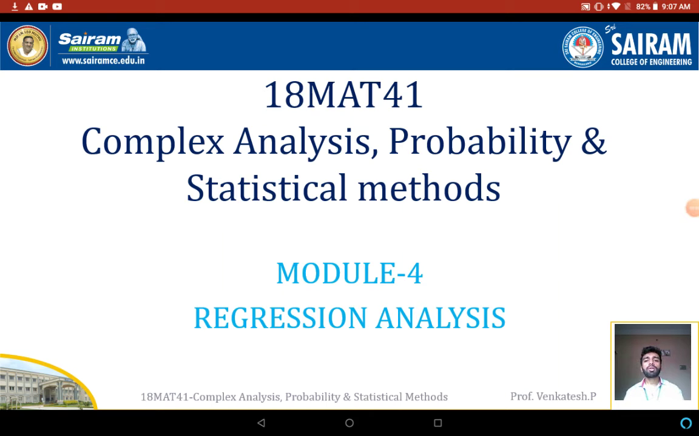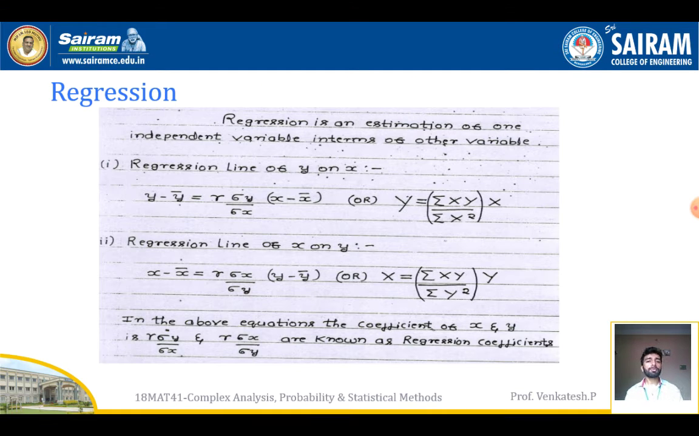Welcome to the lecture on complex analysis, probability and statistical methods. In this lecture, I am going to discuss the concept of regression analysis. First we will see what is meant by regression. Regression is an estimation of one variable in terms of the other variable.